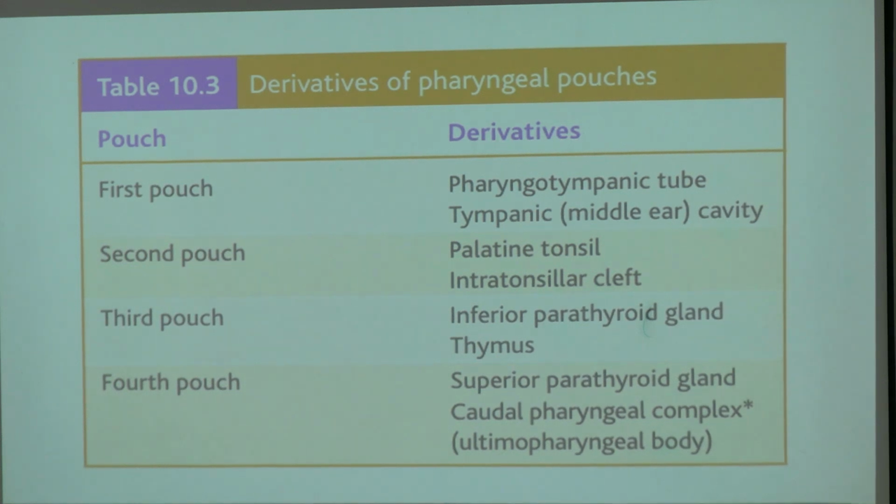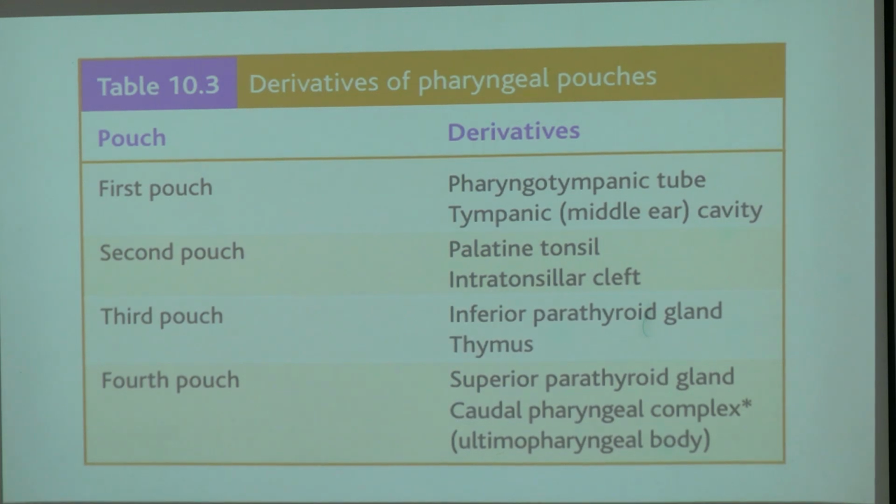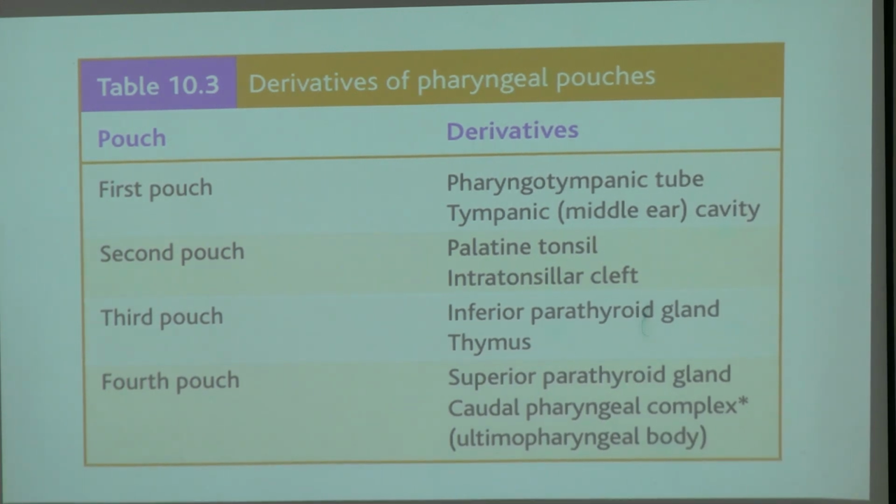This is a tabular column showing the derivatives. This is the tabular column showing the derivatives of your pharyngeal pouches.